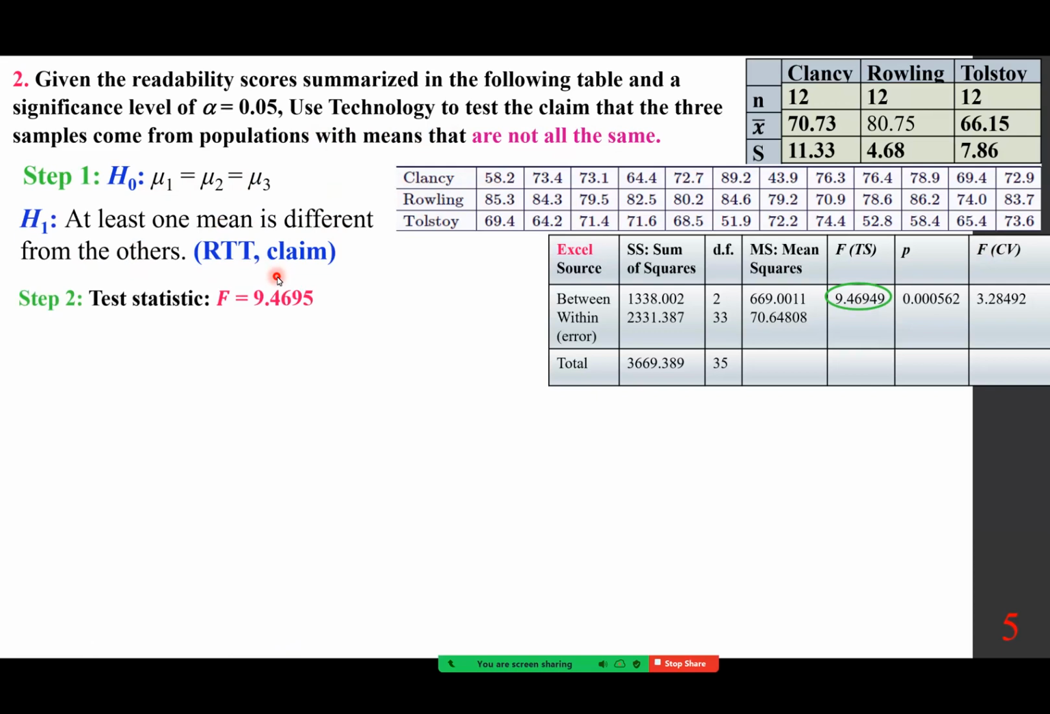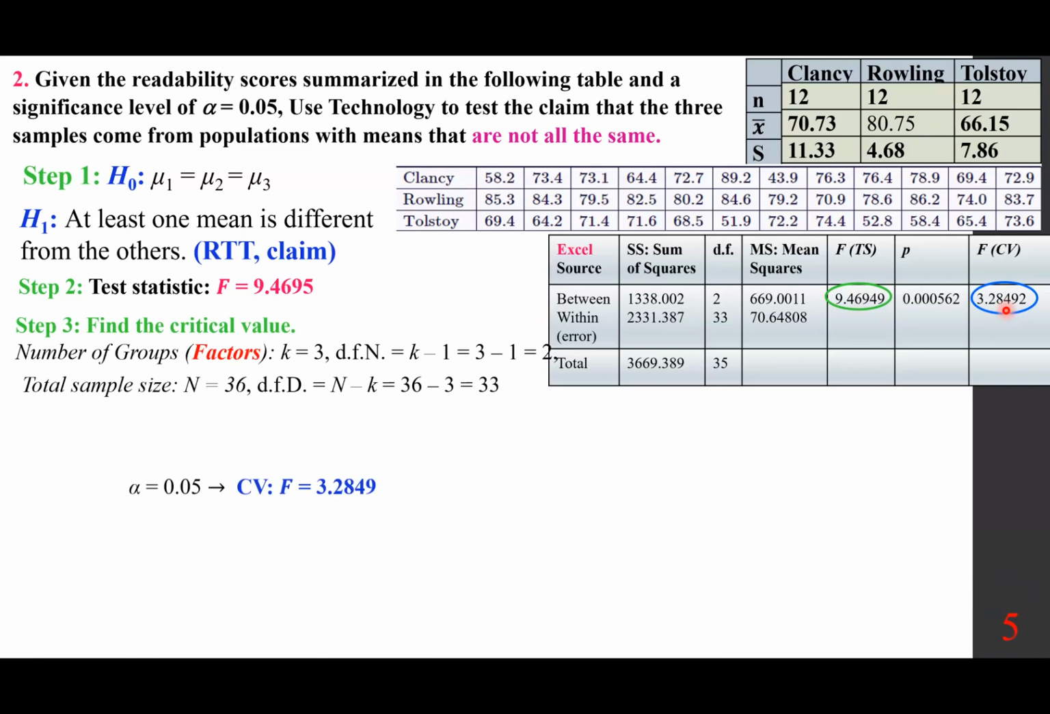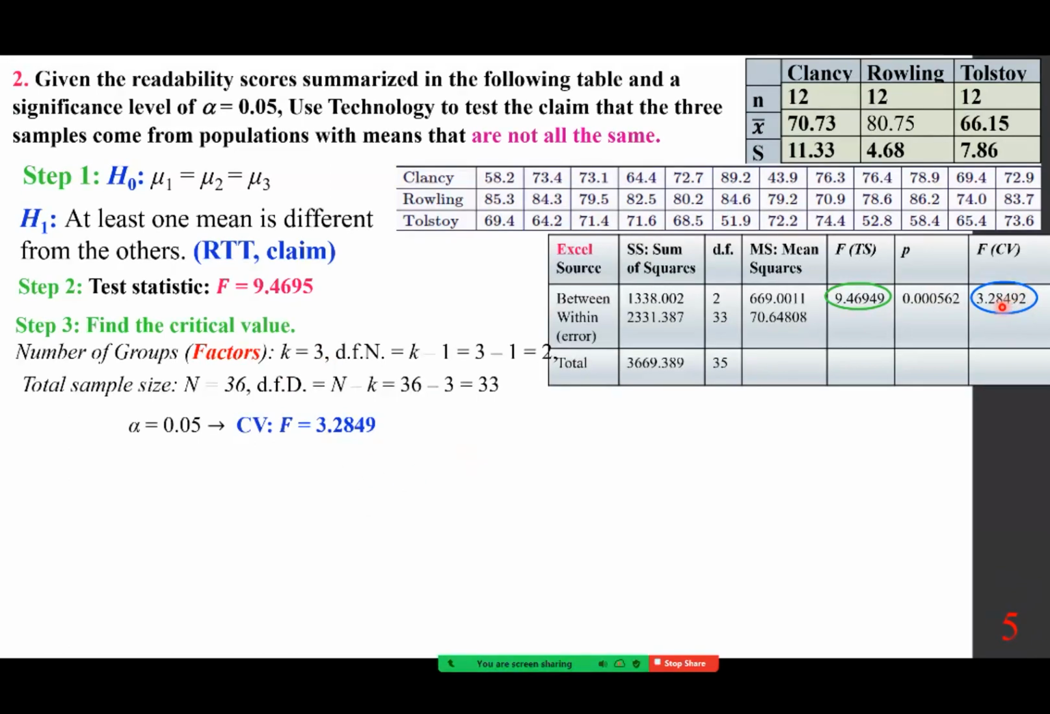This is the test statistic, 9.469, 9.46949. The critical value comes from the choice of alpha, with degrees of freedom of the numerator being 3 minus 1, or 2, and the denominator 36 minus 3, or 33. Alpha is 0.05. This is from the F table, or it's just been calculated for us.